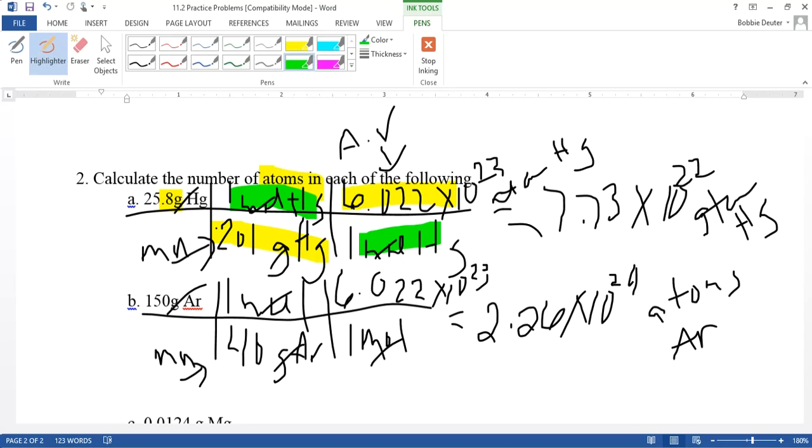Remember that assignment is already online, and you will be having a lab tomorrow. That lab takes 2 days, not because it's a super hard lab, but because there's a lot of math that goes with it. Basically you're doing 11.2 and yesterday's assignment 11.1 together in a lab. You're doing conversions. All right, talk to you later.